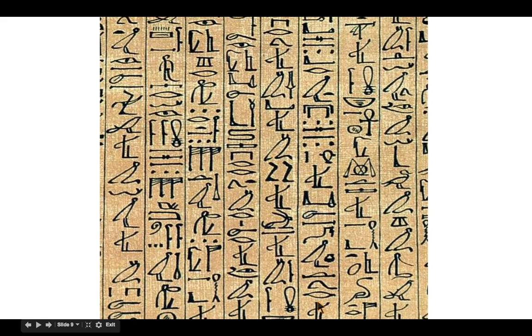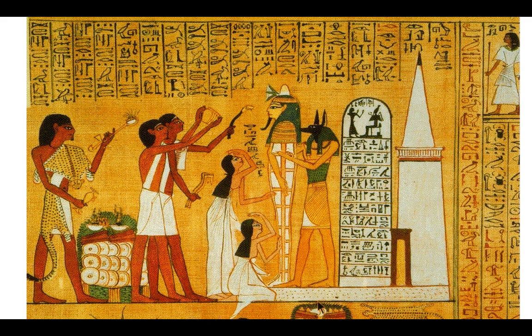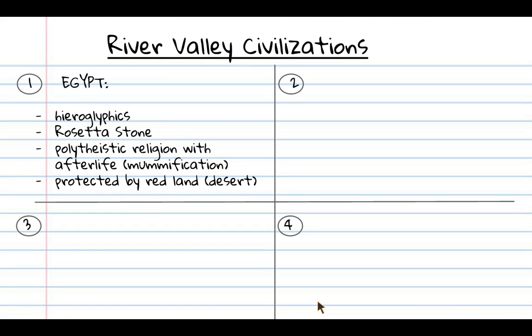Egyptians wrote in hieroglyphics. The only reason we can read hieroglyphics today is that archaeologists found the Rosetta Stone. They decoded the hieroglyphics by comparing them to the Greek letters, which we already knew how to read. Egyptian religion was polytheistic, and much of their religion involved preparing for death and the afterlife. Please copy these key details about Egypt into your box for key point 1. Please pause for more time to copy.